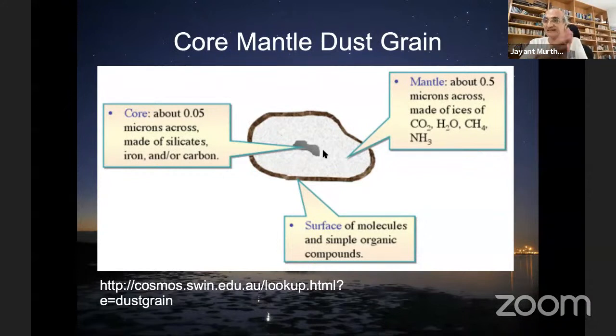You'll get simple amino acids. So it's one model of a dust grain. Now, this is a very dense dust grain, a core mantle dust grain.